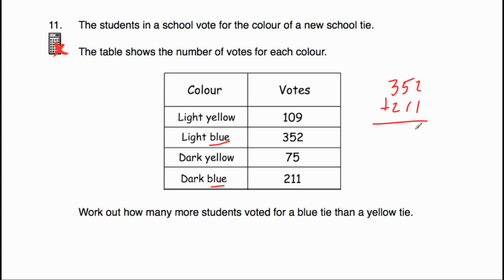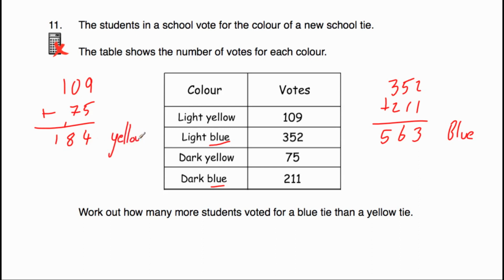2 plus 1 is equal to 3. 5 plus 1 is equal to 6, and 3 plus 2 is equal to 5. So that means that altogether for blue ties, 563 people voted for a blue tie. Now let's look at the yellow ties. That's 109 plus 75. So 109 people plus 75 people voted for yellow ties. So 9 plus 5 is equal to 14. Put our 4 down, carry our 1. 0 plus 7 is 7, plus 1 is 8. And then 1 plus 0 is 1. So that means that 184 people voted for a yellow tie.